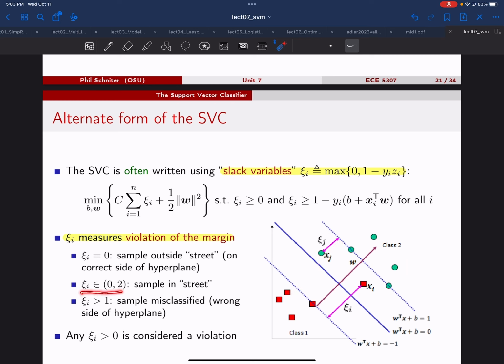So then, if the slack variable is strictly between 0 and 1, that means you're strictly inside the street. And if the slack variable is greater than 1, that means you're actually on the wrong side of the decision boundary. You will make a mistake. So like this red one is actually on the wrong side. It's on the blue side. And this would have a slack variable of roughly 1.5. So it would be misclassified. There's a bit of an interpretation to these, but mainly I'm just telling you this in case you see this in another source, so you understand it's really the same thing.